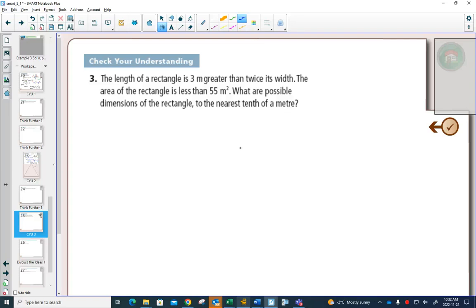To draw the picture that is represented by the words in this question. So the length of a rectangle is 3 meters greater than twice its width. I want you to draw a picture of that rectangle and use algebra to label the sides.